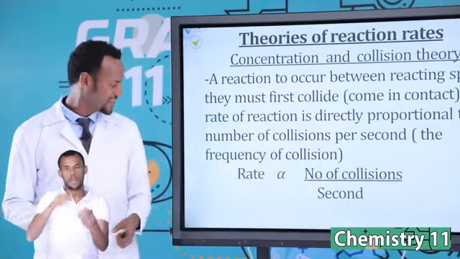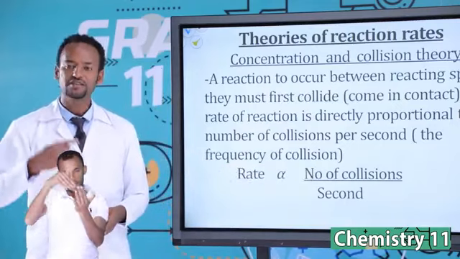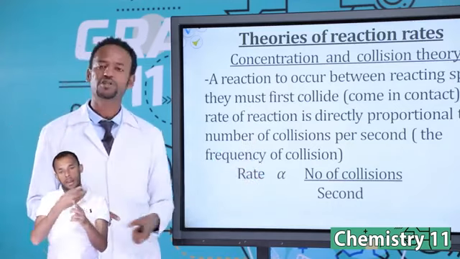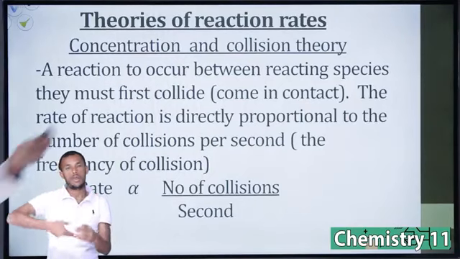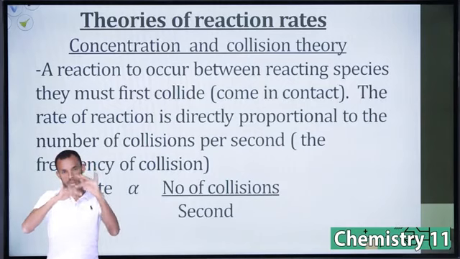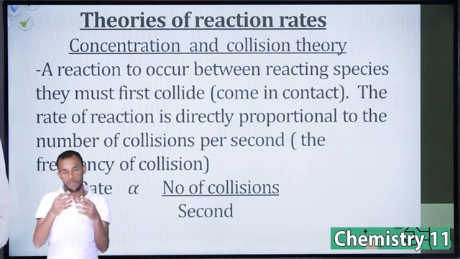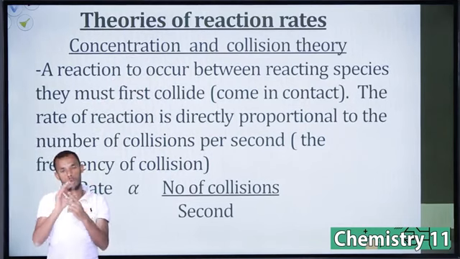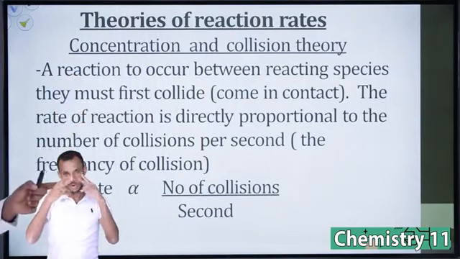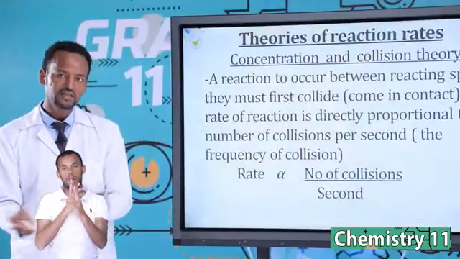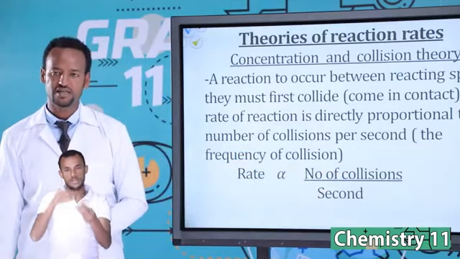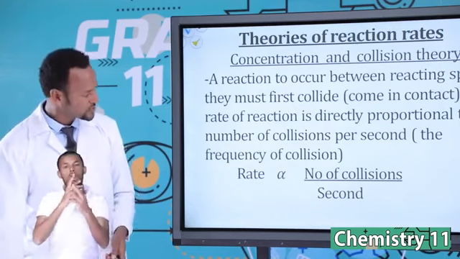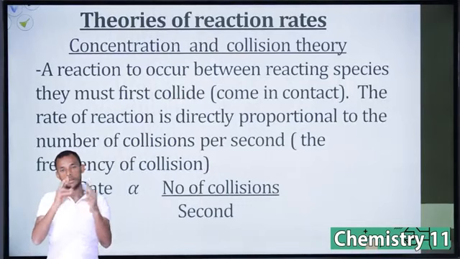When the number of collisions increases, the rate again increases. Therefore, rate is directly proportional to the number of collisions. The higher the concentration, the higher the contact; the higher the contact, the higher the collisions within a given period of time. As concentration increases, the contact between reactant particles increases, the collisions increase, and the rate of chemical reaction increases. Simply, rate is directly proportional to the number of collisions.